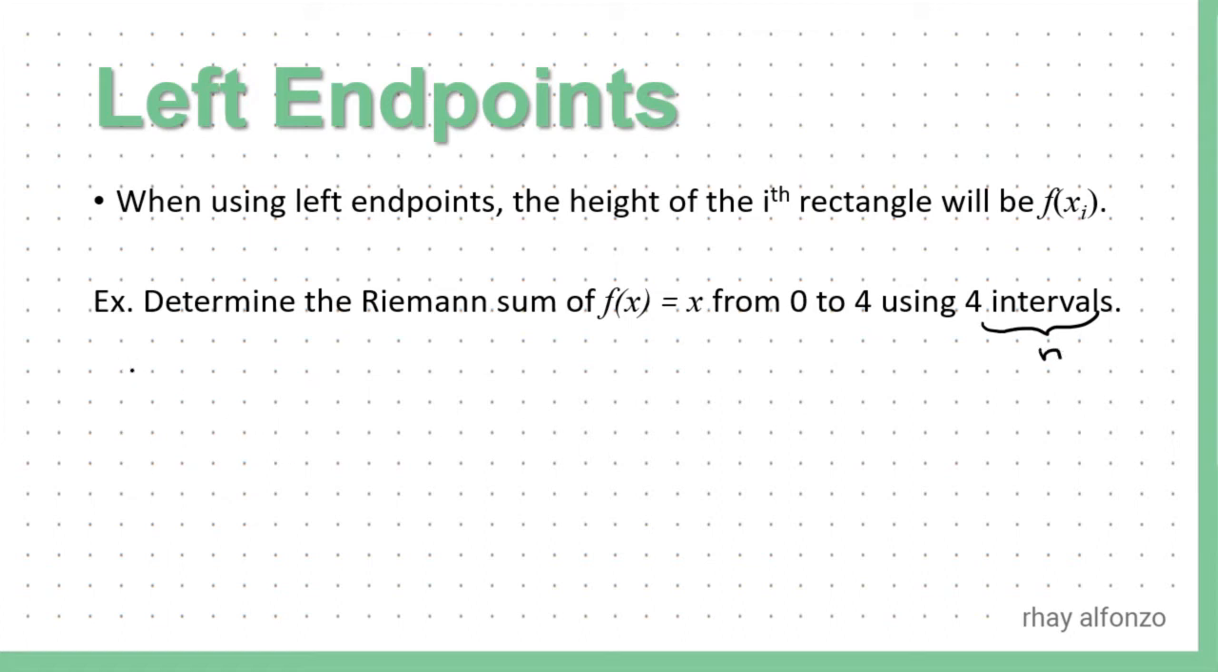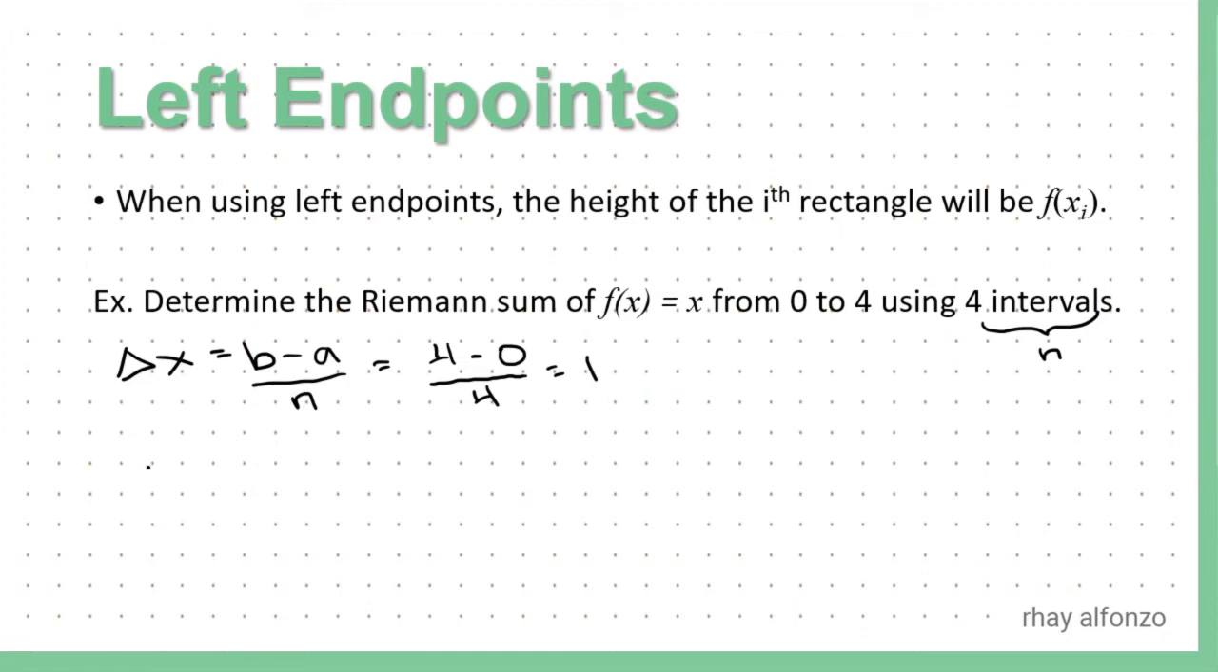And in order to get delta x, we use the formula b minus a divided by n. So b, the upper limit is 4, the lower limit is 0, and the number of intervals is 4. So 4 minus 0 is 4, and 4 divided by 4 is 1. So from here, we can say that each of the approximating rectangles that we will use has a width of 1.